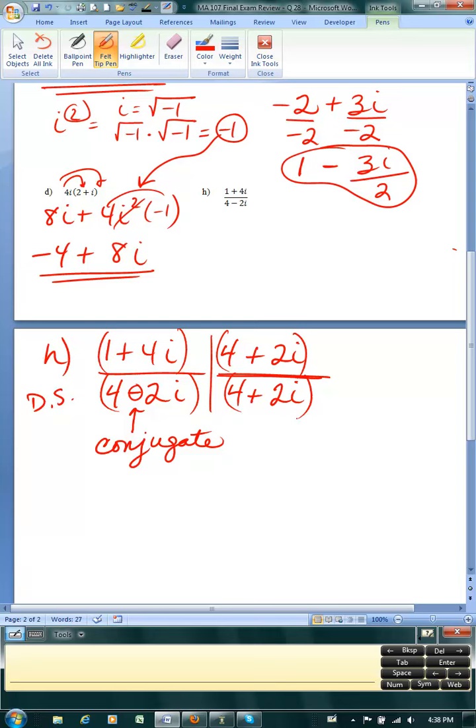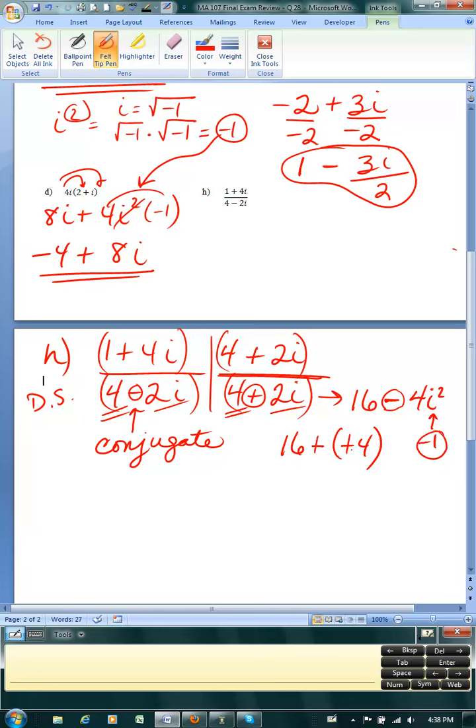Okay, let's look at just the denominator. When you create a difference of 2 perfect squares, all you do is square the front. 4 times 4 is 16. Square the rear. 2i times 2i is 4i squared, and put a minus sign between them. That's a difference of 2 perfect squares. i squared turns into a negative 1. So we essentially have 16 minus a negative 4. 2 negatives turn into a positive, so our denominator is just 20.